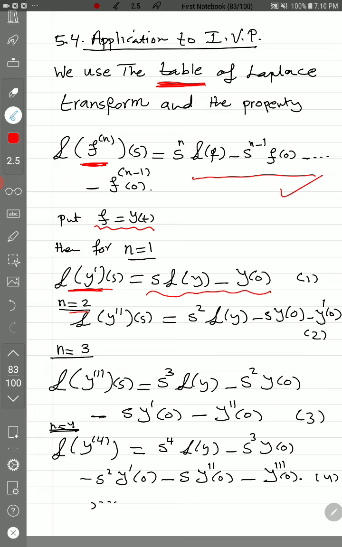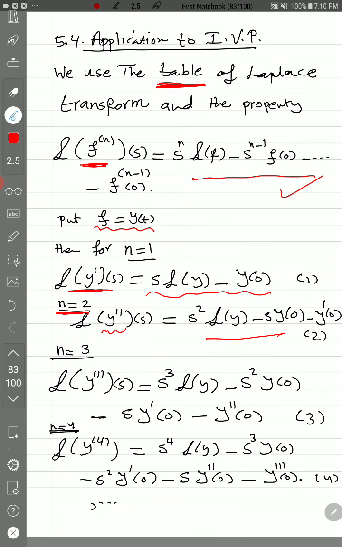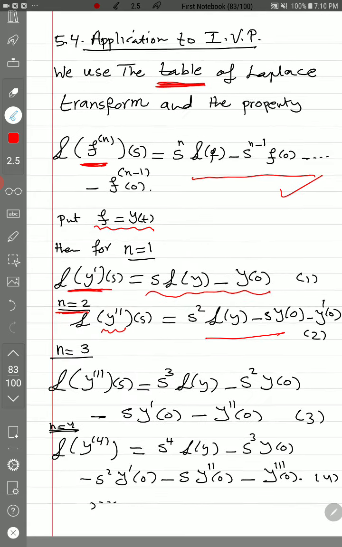And for n equal to 2, this property gives you the second derivative, L of y double prime, and it will have three terms, as we see: s squared Ly minus s y of naught minus y prime of naught. This is because we have the initial conditions for second order. We have y of naught and y prime of naught. For the first order, we have only y of naught.